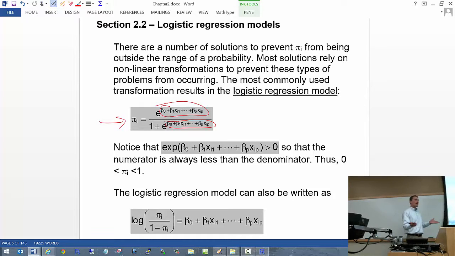And then why is this always less than 1? Well, take a look at what's in the numerator and what's in the denominator. Same thing, but the denominator also has 1 plus it. So this has to be less than 1 always. So this is what guarantees my result from my model to always be between 0 and 1.